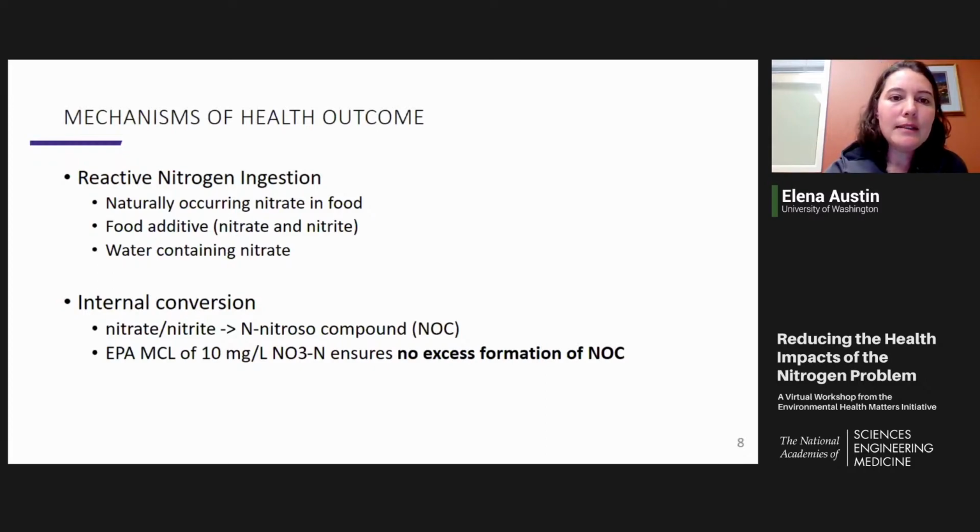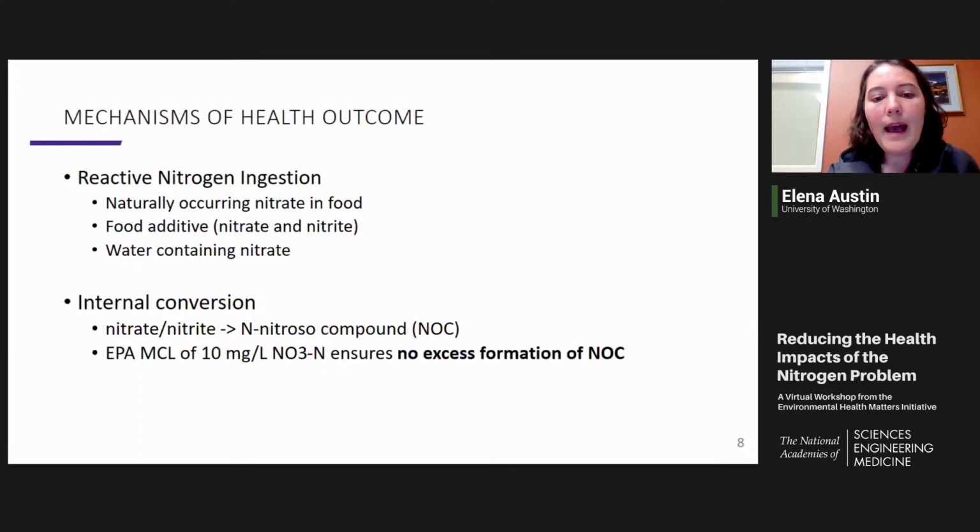And so what is the impact of having nitrate in the environment? The primary route of exposure that we're going to be talking about is ingestion. And there are three main sources. Nitrate does naturally occur in food, and so that is one route of exposure. It can be a food additive, as a preservative for certain items. And then, of course, when water is ingested that contains nitrate, that's another source. And then internally, the ingested nitrate or nitrite, which is a reduced form of nitrate, is converted to nitroso compounds. And these are the compounds that are thought biologically to produce negative health outcomes.